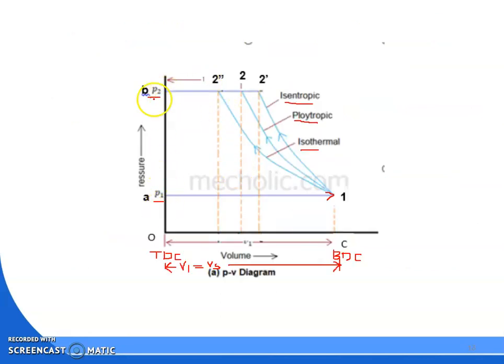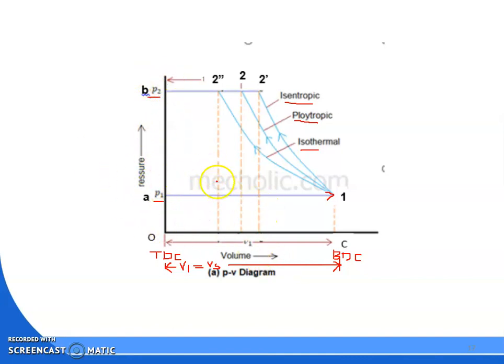Because why B to A? There is no air because we are not considering the clearance volume. If you are considering the clearance volume, some of the air may remain in the clearance volume, and when the piston moves from BDC to TDC, it will be expanded.